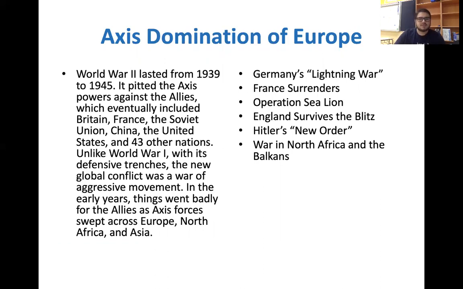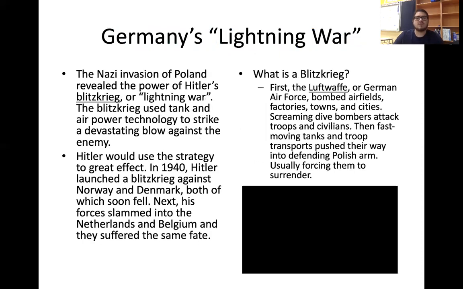So let's get started with the things we're going to cover in this subchapter: Germany's Lightning War, France surrenders, Operation Sea Lion, England survives the Blitz, Hitler's New Order, and war in North Africa and the Balkans. Let's start with the Lightning War. The Nazi invasion of Poland revealed the power of Hitler's Blitzkrieg, or Lightning War. The Blitzkrieg used tank and air power technology to strike a devastating blow against the enemy. Hitler would use the strategy to great effect.